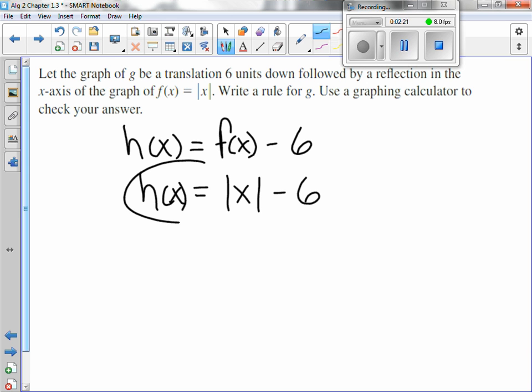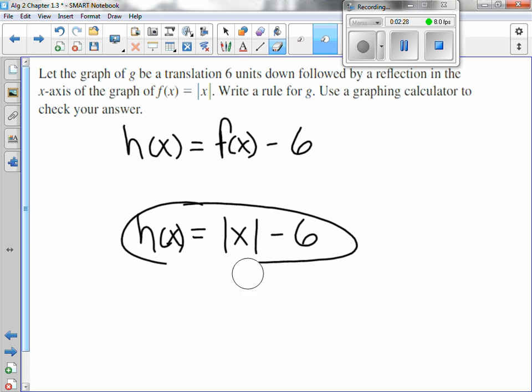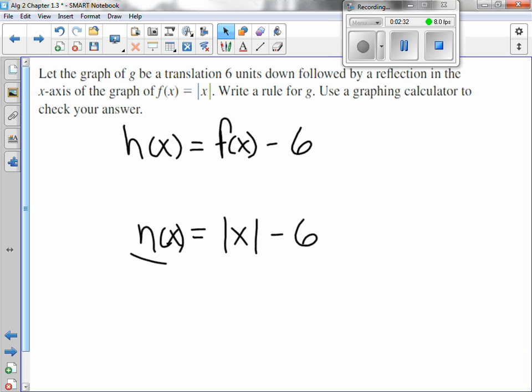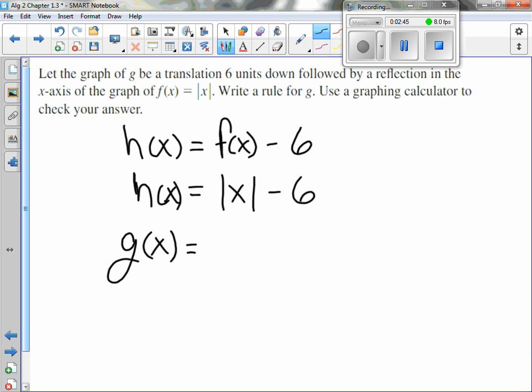Well, that's it. It's not the final answer. It's just the middle step. Because to get the final answer, we need to have a reflection in the x-axis. So to get our final graph g of x, we need, not translation, we're going to have a reflection in the x-axis.